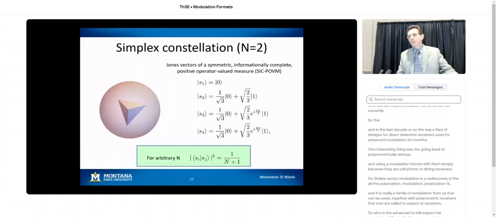One last note, simplex constellations are calculated by mathematicians, so you don't need to do this numerical optimization if you want to use simplex constellations. You can use these vectors here. They're published on a web page, and they go up to dimensionalities of Jones space of 150.